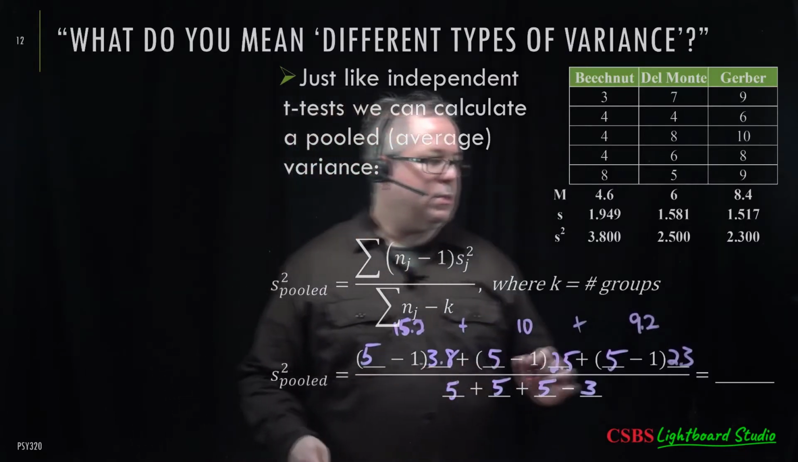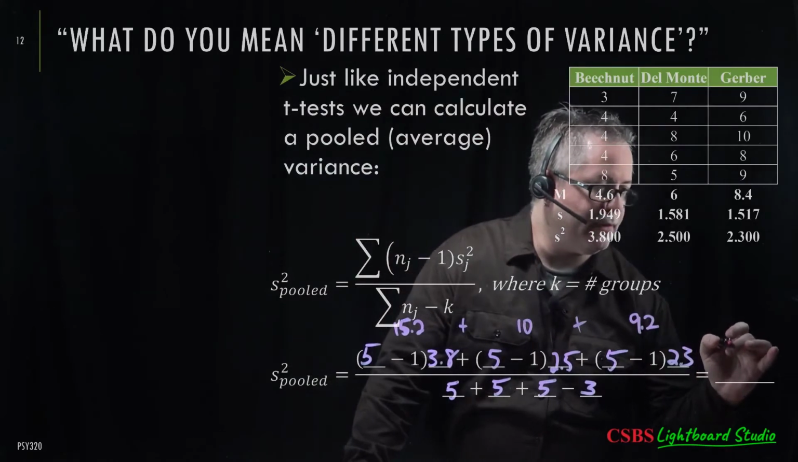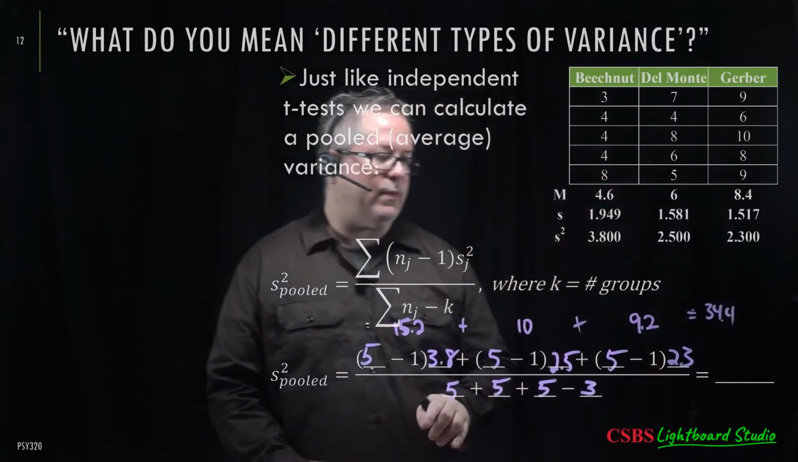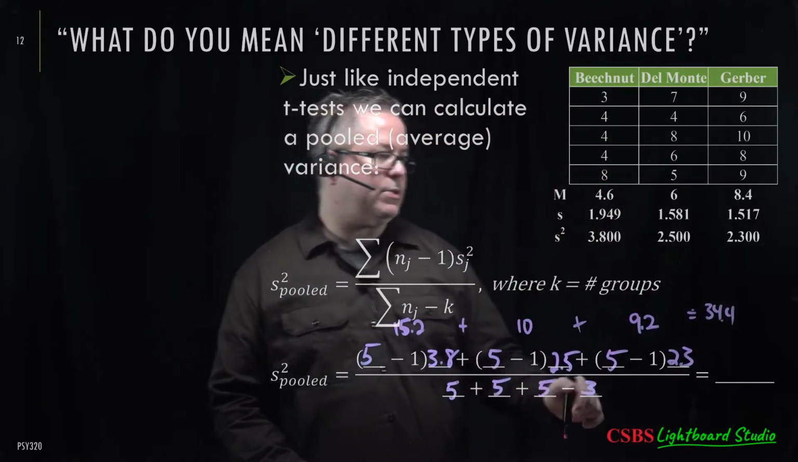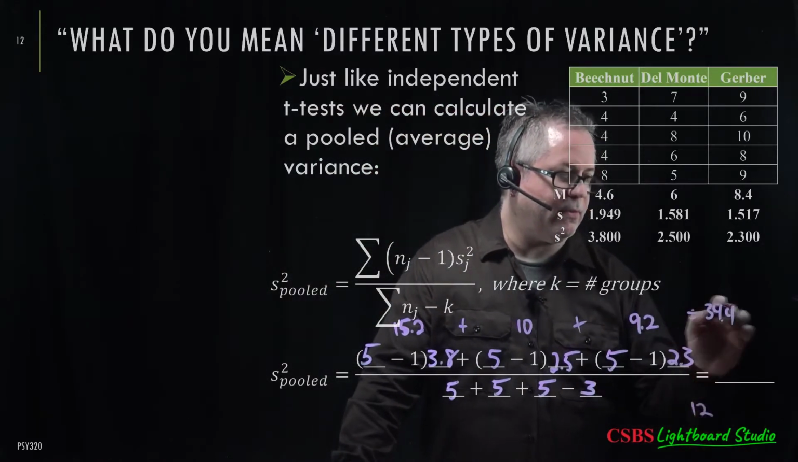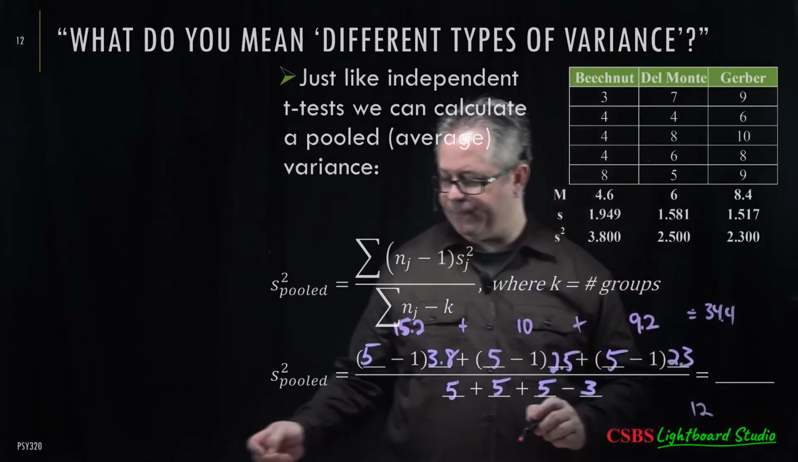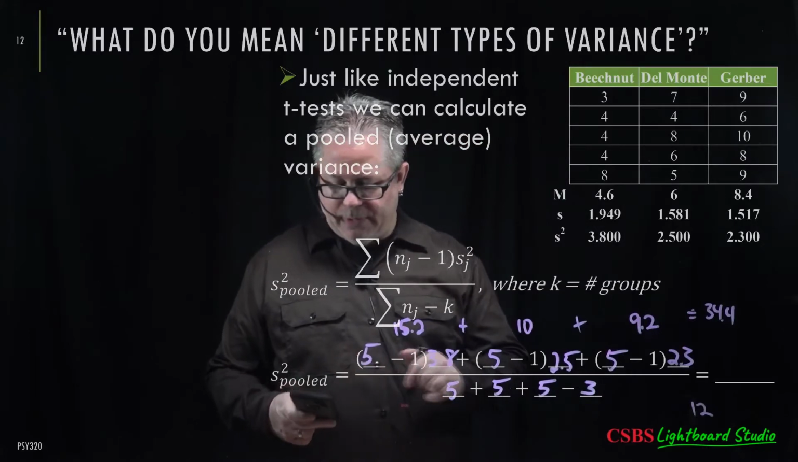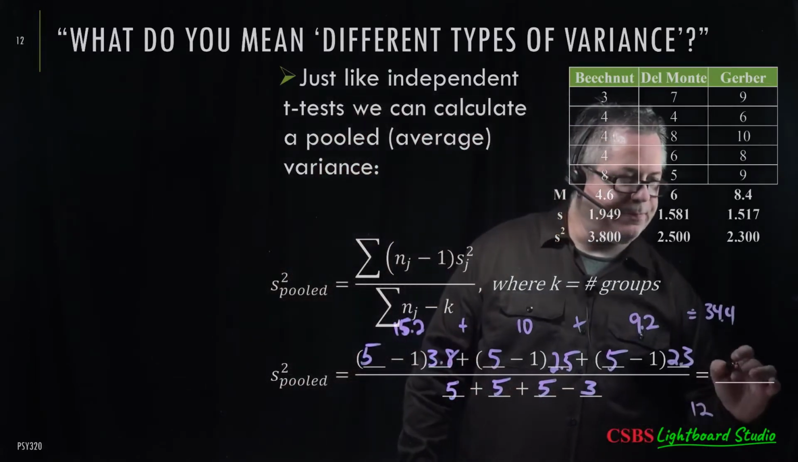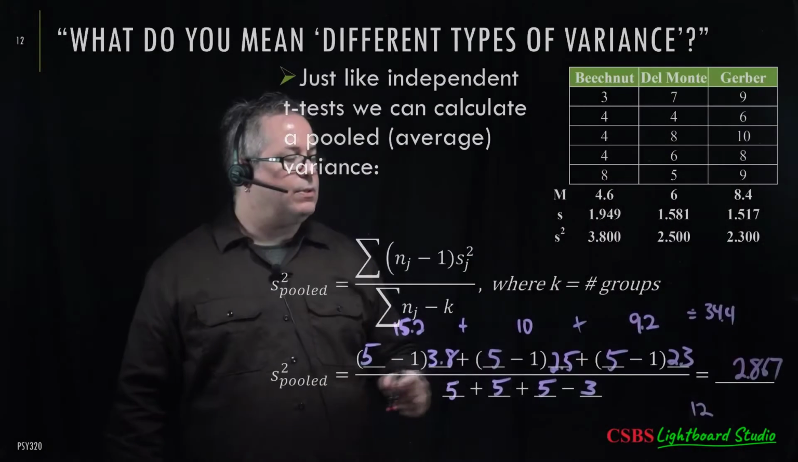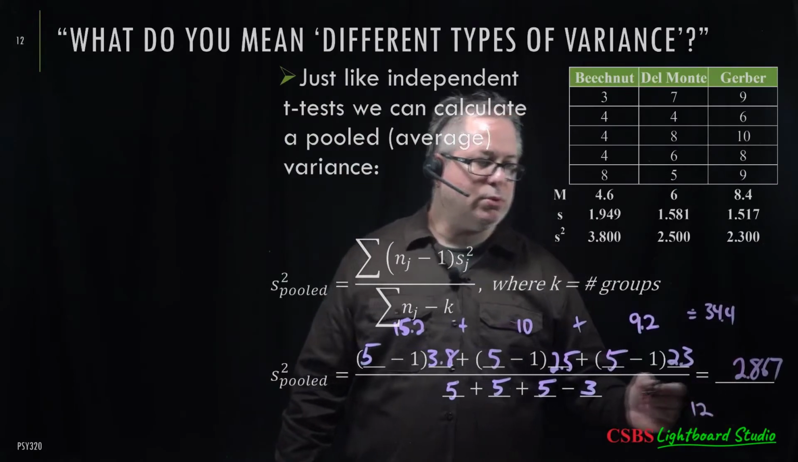So up on top here, we're going to have 34.4. And then we're going to divide by 15 minus 3, which is 12 down here. So we take 34.4 divided by 12. You get 2.867. So the answer here is 2.867. So this now becomes a pooled variance.